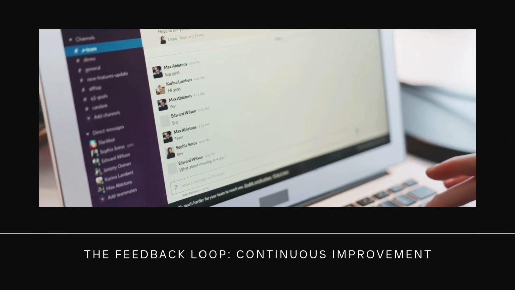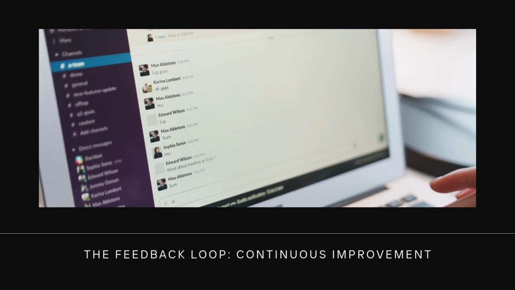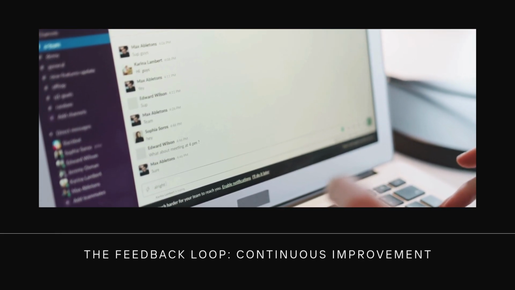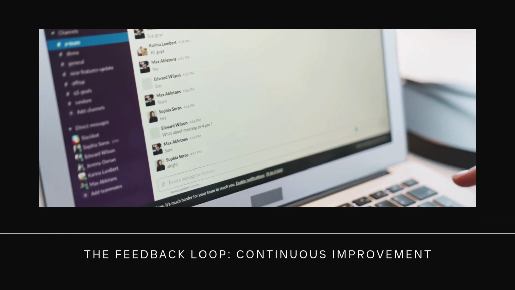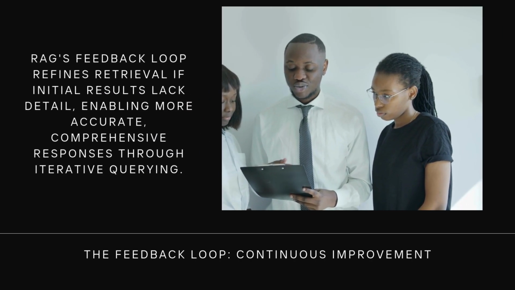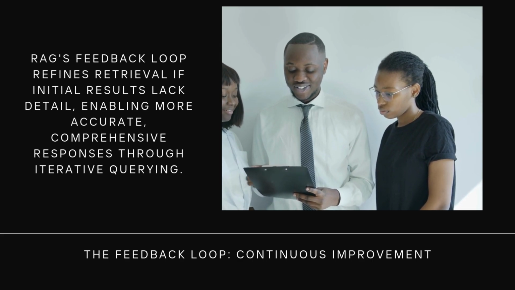The feedback loop, continuous improvement. A key feature of RAG is the feedback loop between retrieval and generation. If the initial retrieval doesn't provide sufficient information, the model can refine the query and perform another round of document retrieval. This iterative process allows for more nuanced and comprehensive responses.